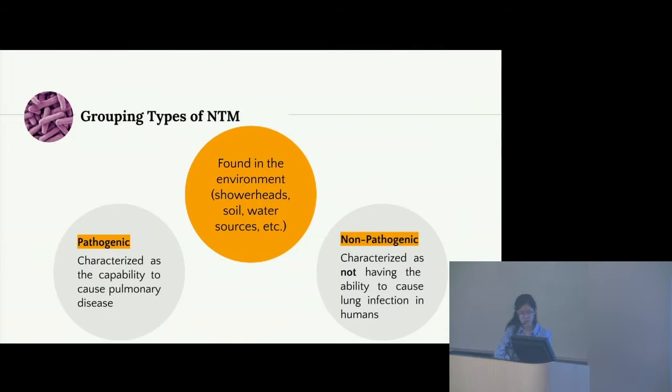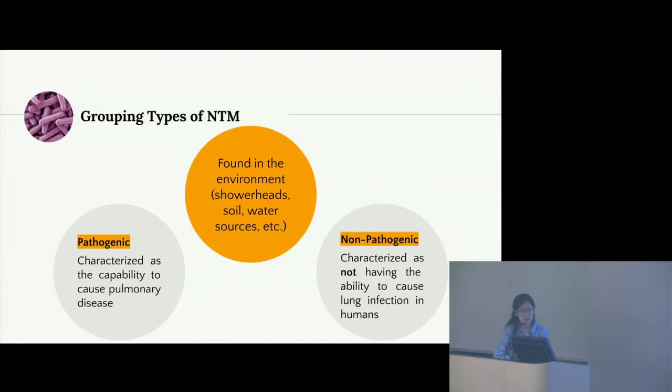Also, compared to tuberculosis, which is usually passed on from one person to another, NTMs are everywhere around us. They have been found in your shower heads, your faucets, and air conditioning units. Whenever you use these appliances, these bacteria are aerosolized into the air, and you could be breathing them in. But do not worry too much, because there are species of NTM that are associated with causing lung disease, which I characterized as pathogenic, and species that are not as associated with lung disease, which I characterize as non-pathogenic.